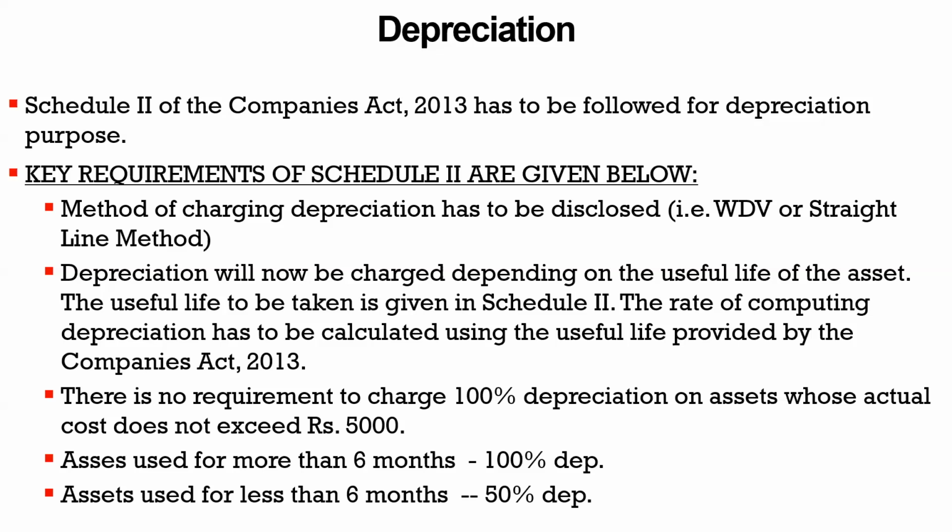Suppose an asset is purchased during the year, in between the years. Assets used for more than 6 months, 100% depreciation. Used for less than 6 months, 50% depreciation.